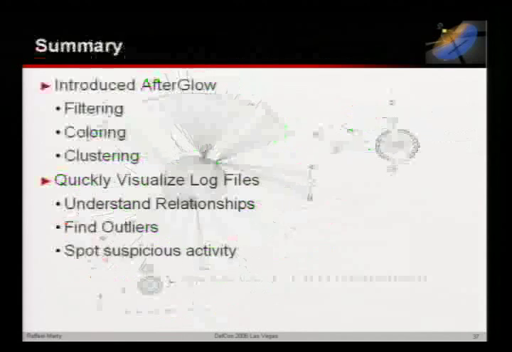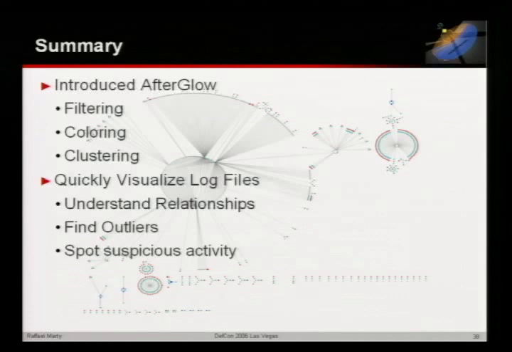All right, so let's go to the summary. We looked at Afterglow. You can do filtering. You can do coloring. You can do clustering if you get brave. And why would you do all that? Well, I hope I was able to show you a few use cases where I was able to find my port 100 that I connected to, or if you find the Bogon address space, you find outliers, you find relationships among things, who's talking on the network.